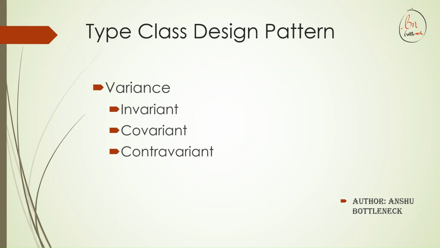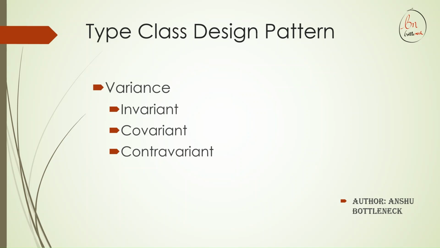For contravariant, a type parameter is contravariant if the parameterized type is a supertype when the parameter type is a subtype. Contravariance is useful in type classes where the type parameters only appear in the input. So once the output is transformed, we are going to use this contravariant approach.